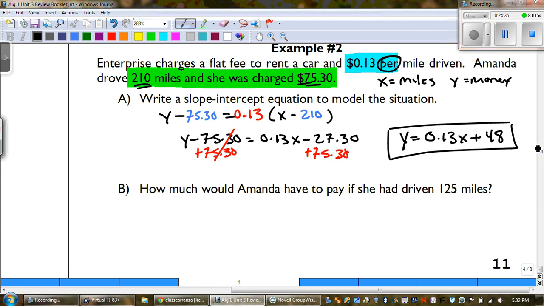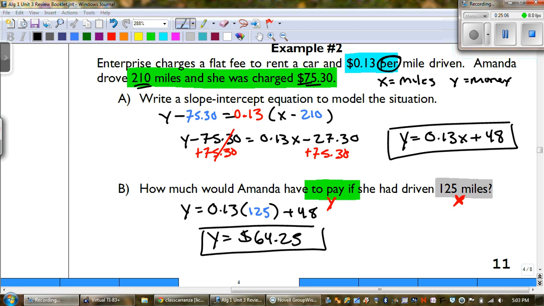And now B, it says how much would Amanda have to pay? So how much would she have to pay if she drove 125 miles? So pay is Y, this is your X. See if you can plug that in and figure out the answer to letter B. Go ahead and pause the video and good luck. Okay, and when you plug everything in, you should get y equals $64.25.